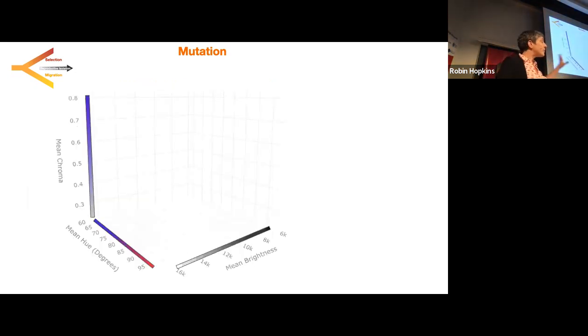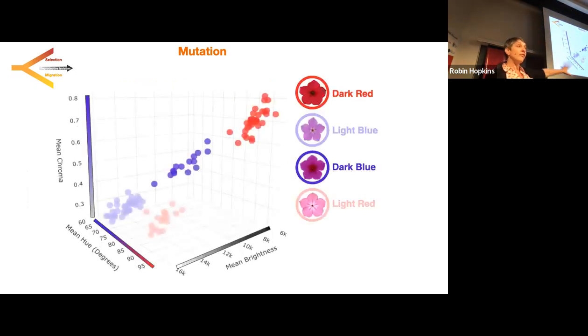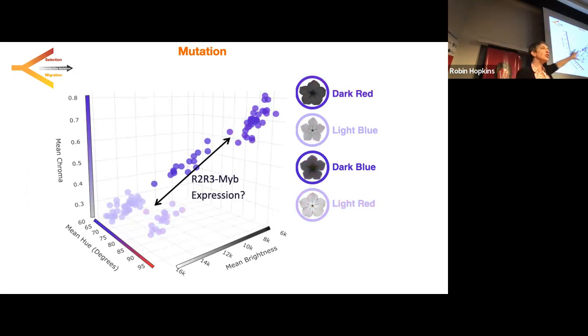All right, so we go back to our color space and we have these 4 flower colors, and our hypothesis is that we're going from dark to light by changing expression of this R2-R3 MYB transcription factor, okay?